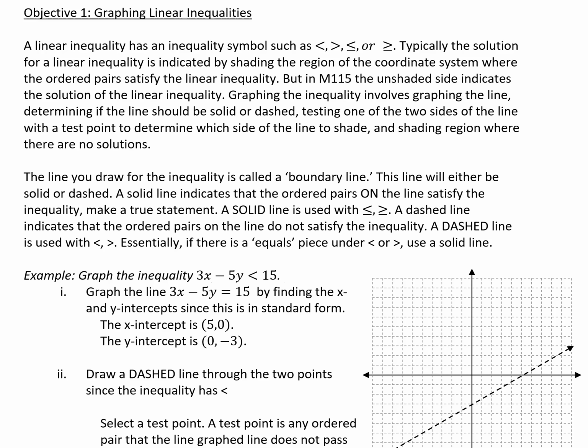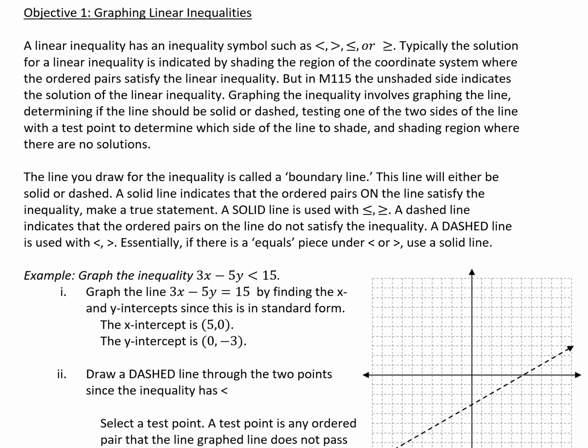A solid line indicates that the ordered pairs on the line satisfy the inequality and make a true statement. A solid line is used with less than or equal to or greater than or equal to. A dashed line indicates that the ordered pairs on the line do not satisfy the inequality. A dashed line is used with less thans and greater thans. Essentially, if there is an equals piece under the less than or greater than, then use a solid line.